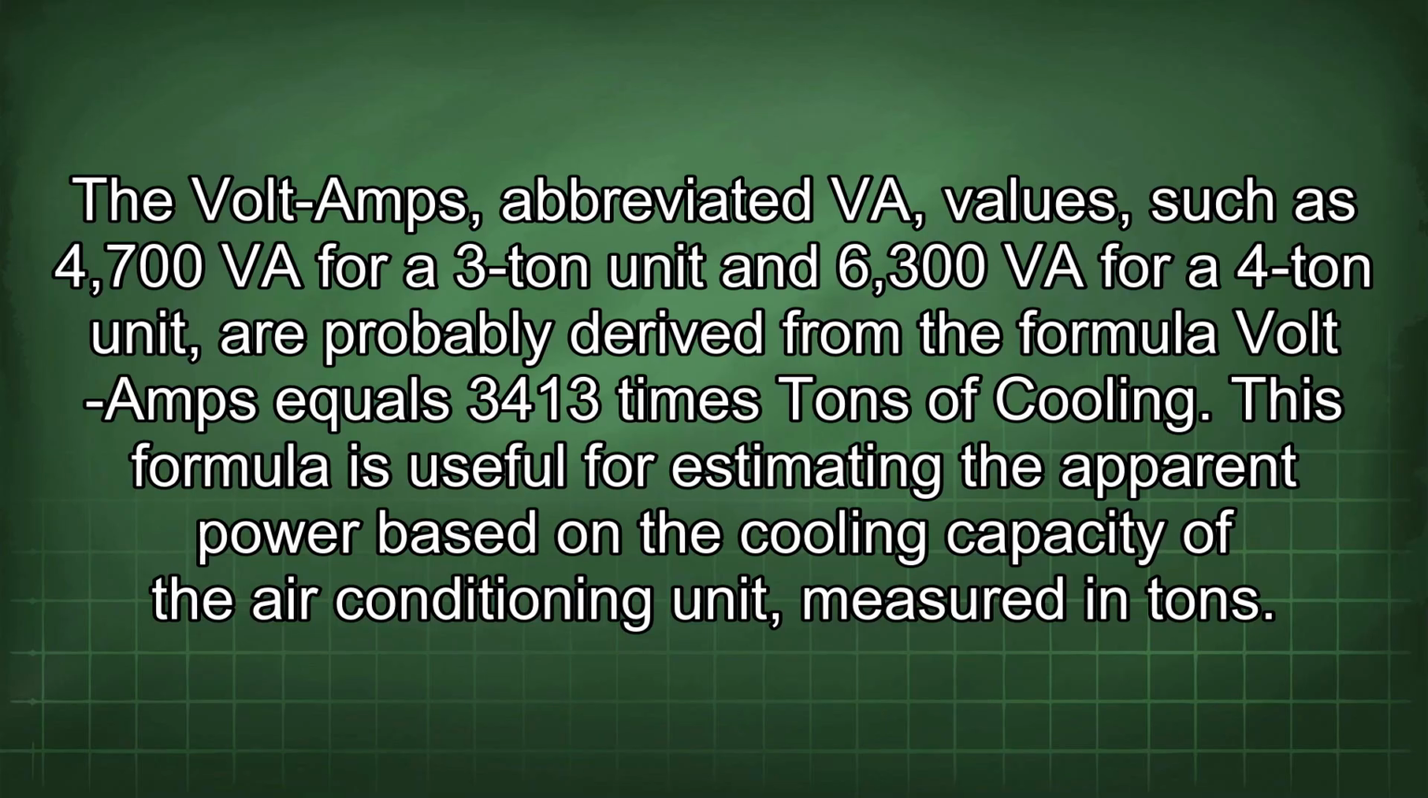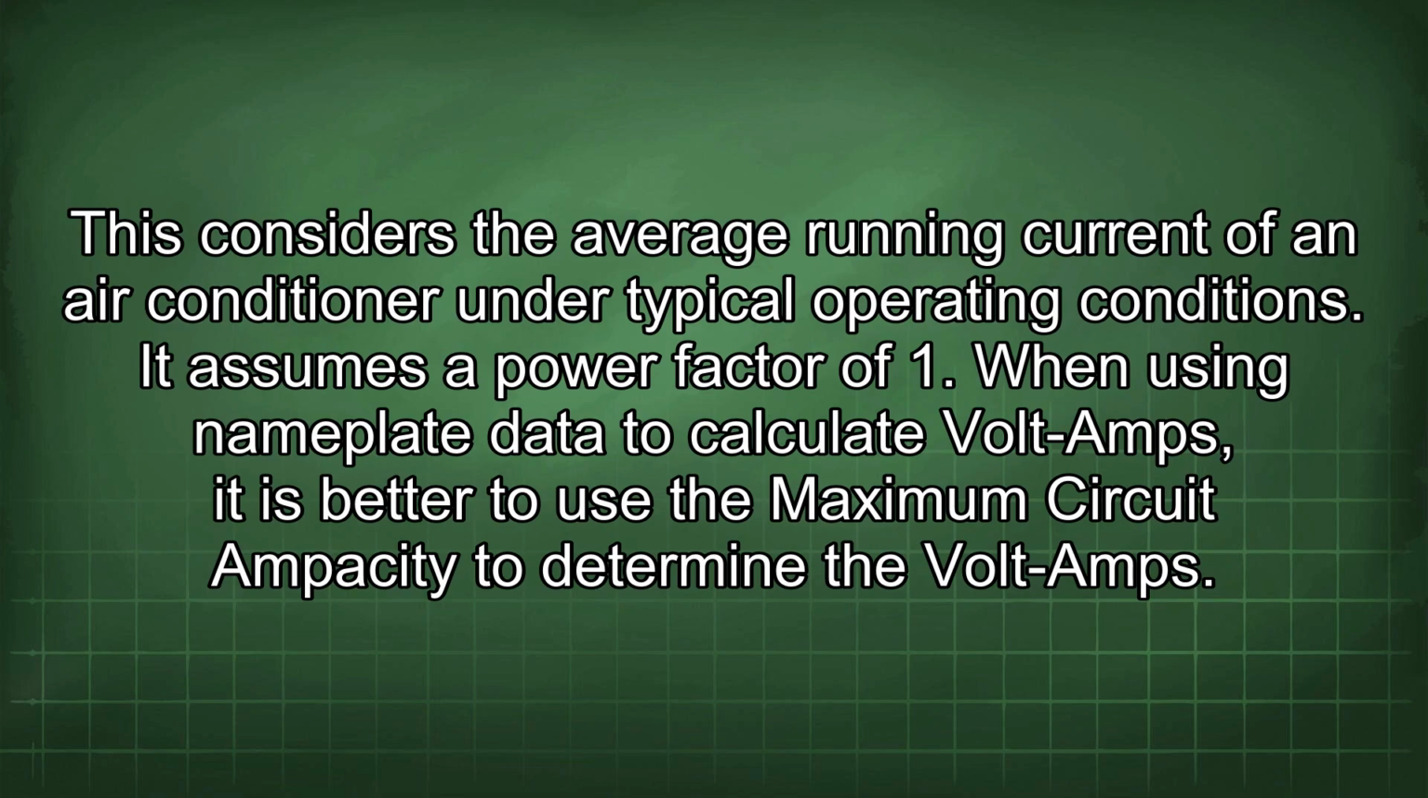The volt amps, abbreviated VA, values, such as 4,700 VA for a 3-ton unit and 6,300 VA for a 4-ton unit, are probably derived from the formula volt amps equals 3,413 times tons of cooling. This formula is useful for estimating the apparent power based on the cooling capacity of the air conditioning unit measured in tons. This considers the average running current of an air conditioner under typical operating conditions. It assumes a power factor of 1.